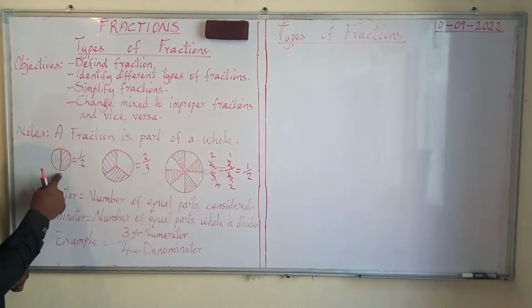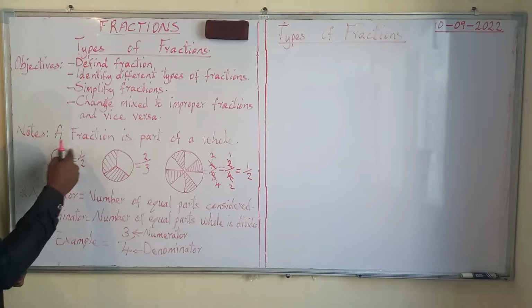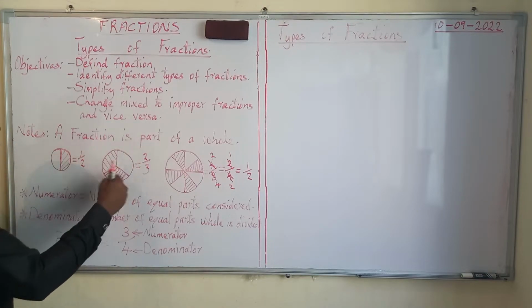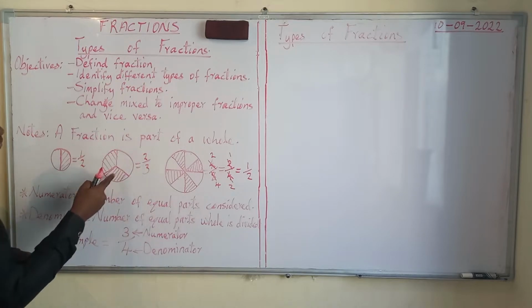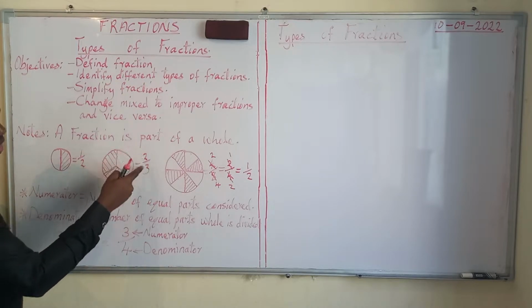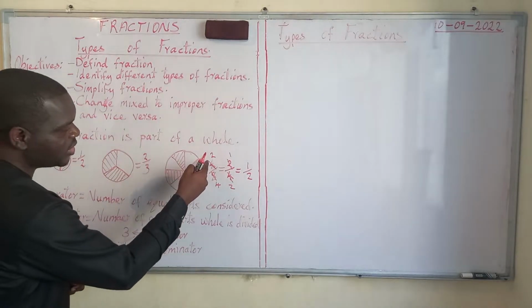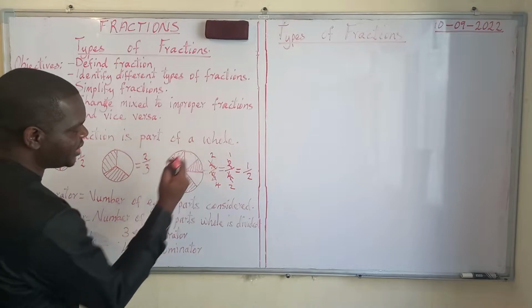So this is the whole and it's divided into two and one part is considered. So the numerator here is 1. Here the whole is divided into 3 and the number of parts considered is 2. And so our numerator is 2, and here the numerator is 4. Here it is 2 and here it is 1.